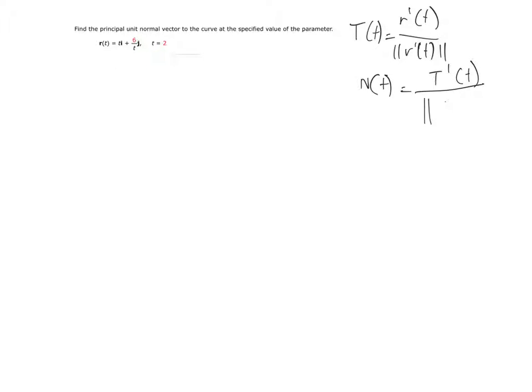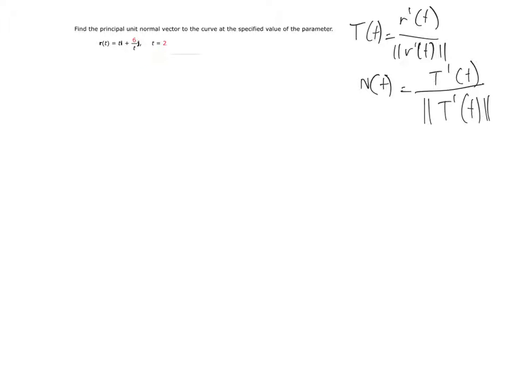So for this question, it asks you to find the principal unit normal vector of the curve at t equal 2. So T of t, the unit tangent vector, equals r prime of t over the magnitude of r prime of t, and then N is the derivative of the tangent unit vector over its magnitude. There's an easy way to find this by sketching out the curve.